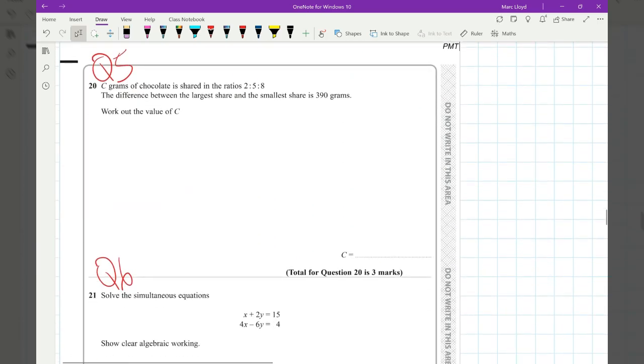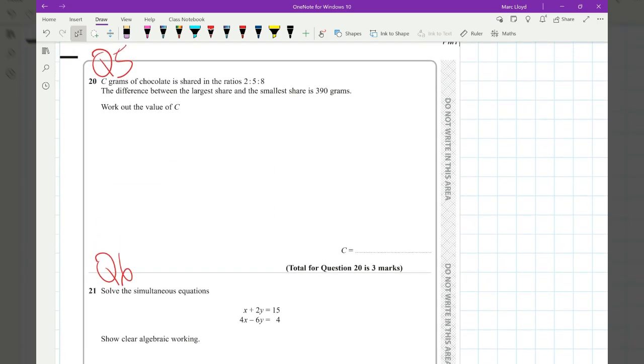Okay, question 4 done. Question 5. Work out the value of c. c grams of chocolate is shared in the ratios 2 to 5 to 8. The difference between the largest share and the smallest share. Largest share is 8. Smallest share is 2. So the difference between those is 6, and that is 390 grams. So that means 6 shares are worth 390 grams. And then when we divide 390 by 6, we get 65. So 1 share is worth 65.